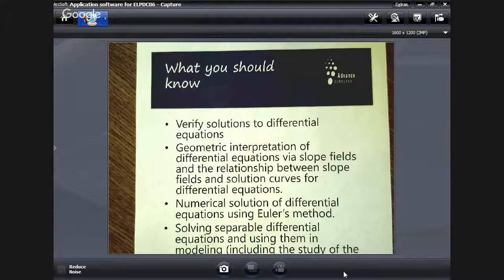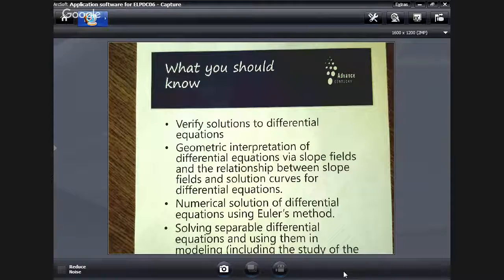You should know how to do geometric interpretations of differential equations using slope fields. This is your geometric approach to solving a differential equation. It gives you a general solution unless you have an initial condition, and then you can follow the slope field to get a picture, a better estimate, of what the actual function would look like.